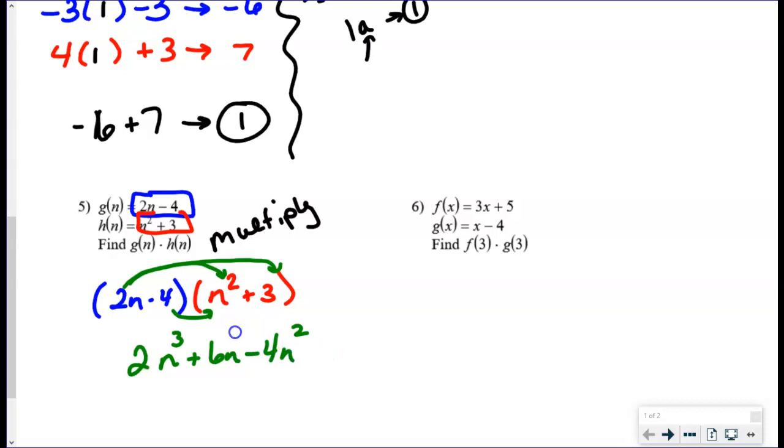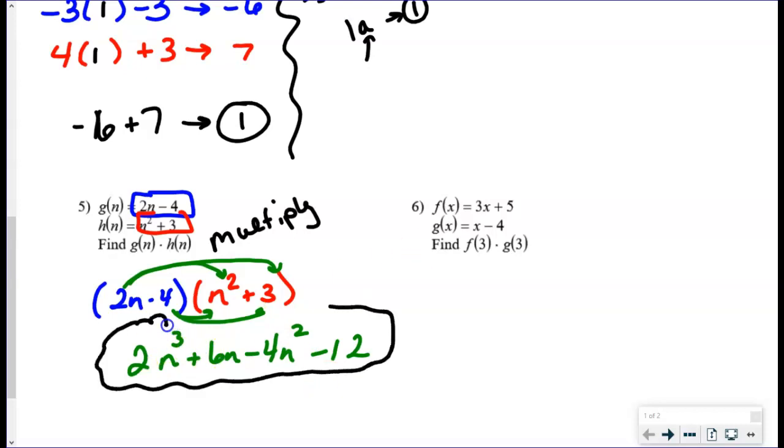Negative 4n squared. And then a minus 12. Lucky day, because there are no like terms in that problem. So this is your final answer. The notation, the setup, the understanding of what they're asking is really the challenge here.